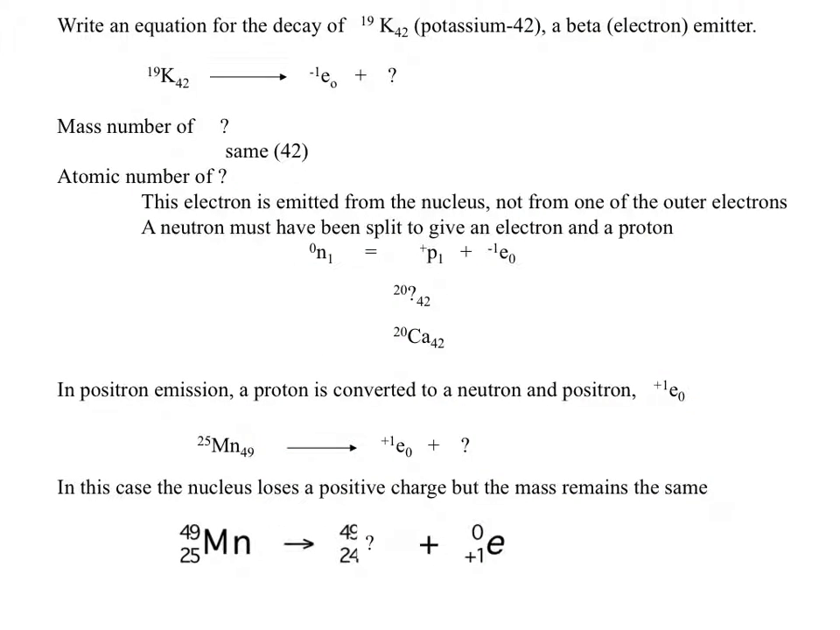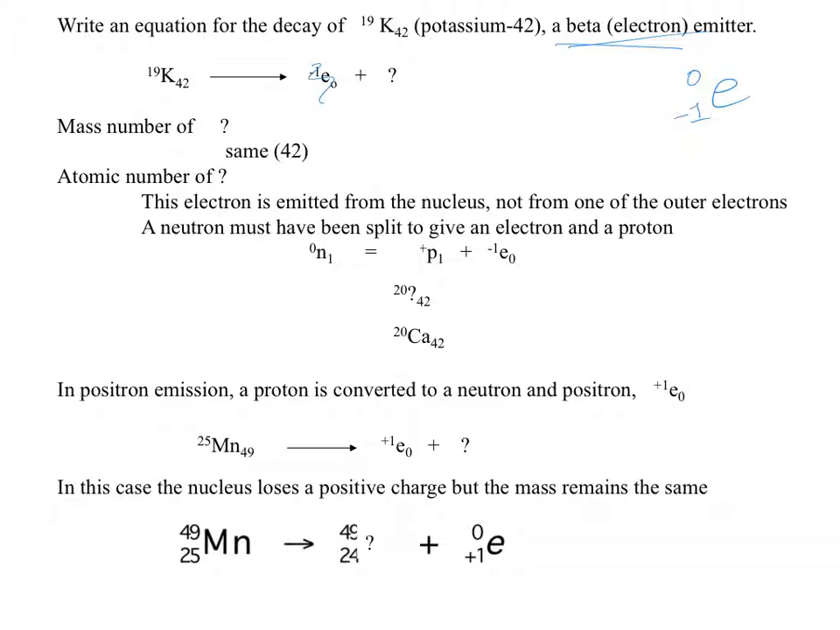All right, so here's a practice one for you. Write an equation for the decay of potassium-42, which is a beta emitter. So as I said, typically you're told exactly what it gives off. So a beta, remember, is an electron with a mass of 0 and a charge of -1.